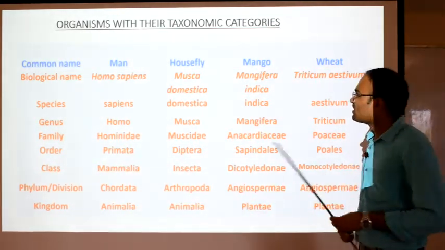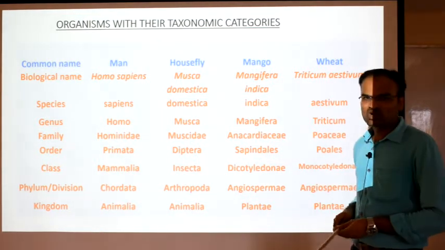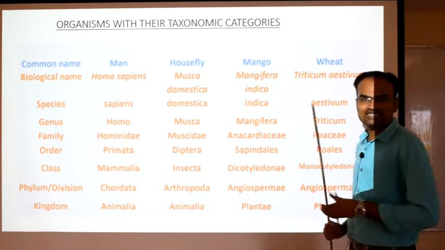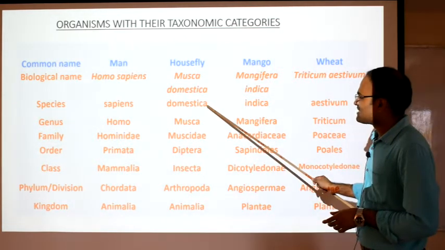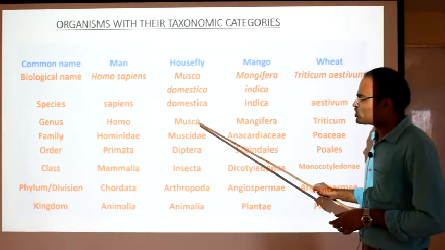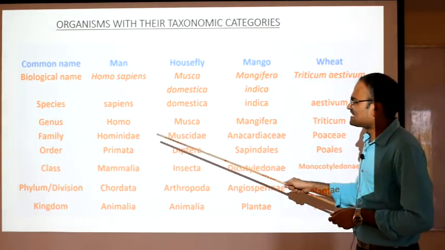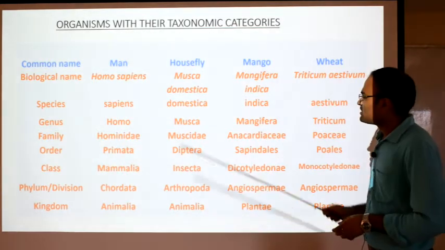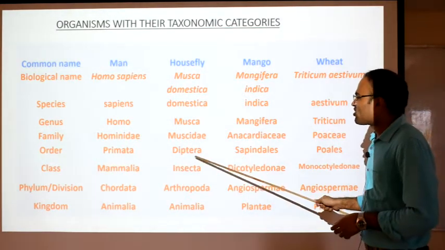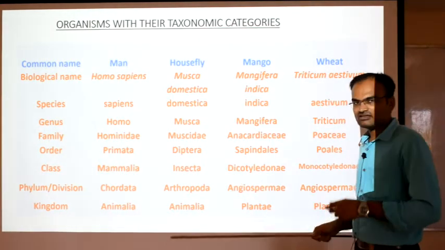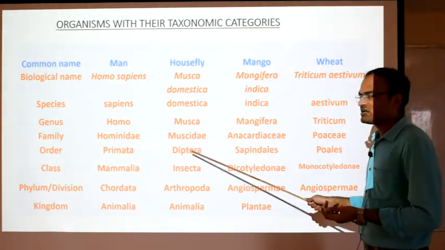This one we know. The second one is the housefly, the common housefly we know. Its biological name is Musca domestica. Domestica is the species, Musca is the genus. This Musca domestica is placed in a family called Muscidae. Muscidae is kept in an order called Diptera. Here Diptera: di means 2, ptera means wings.